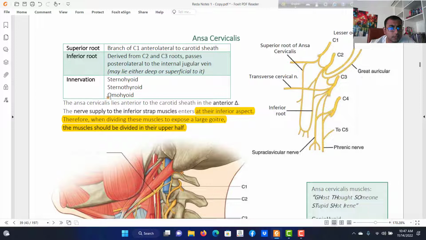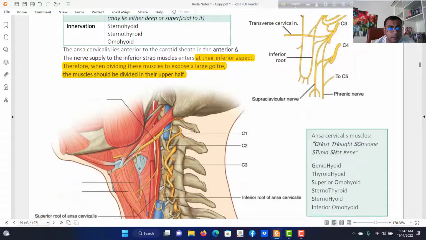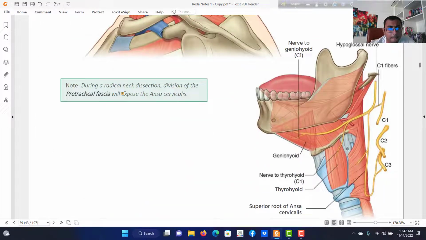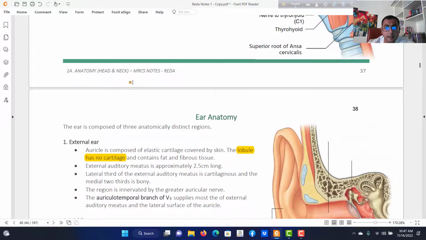So the ansa cervicalis gives anterior nerve supply to the inferior strap muscles. With a large goiter, the strap muscle should be divided in the upper half. During radical neck dissection, division of the pretracheal fascia will expose the ansa cervicalis. You must know these things.